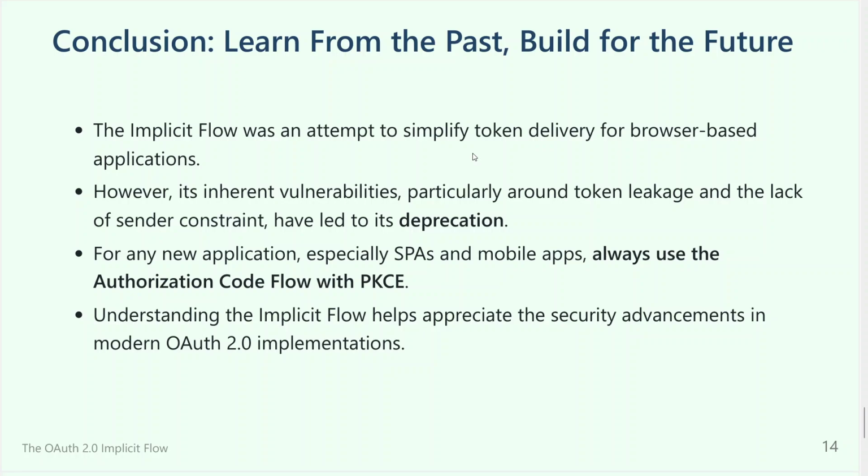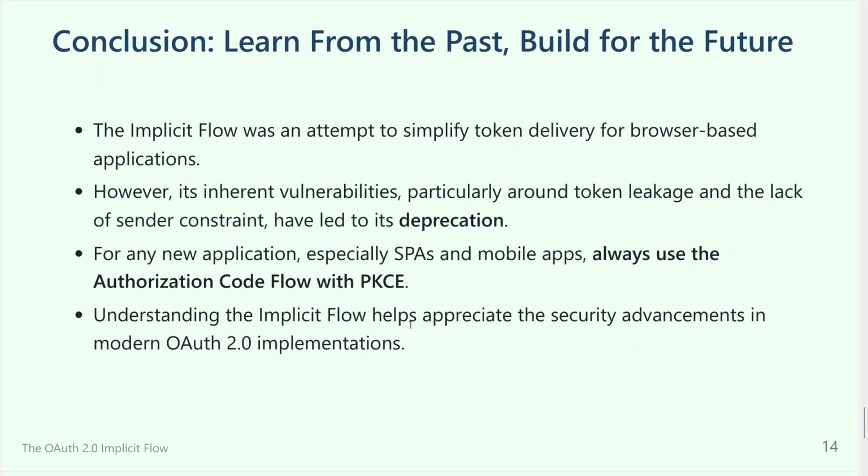The implicit flow was an attempt to simplify token delivery for browser-based applications, and it was really easy. You authenticate and you receive a token, which means you can request tokens many times, even if they are short-lived. But remember, all these tokens will be in the address of the browser, and every danger that you can think of with the address of a browser will be linked to the token, which means if you have sensitive information that can be accessed using the token, it will be at high risk in your application. For any new application, especially single page and mobile applications, only use the new one, which is called Authorization Code Flow with PKCE. You can see my previous video with all the details about how to use this flow.